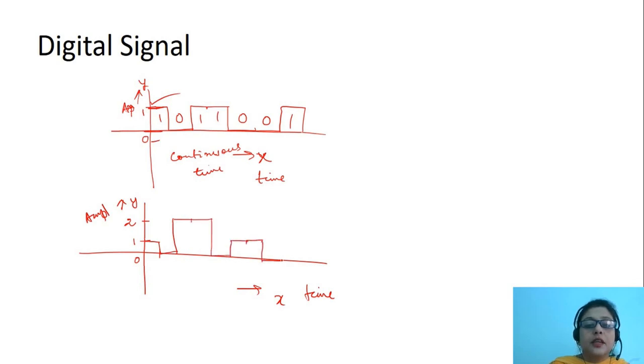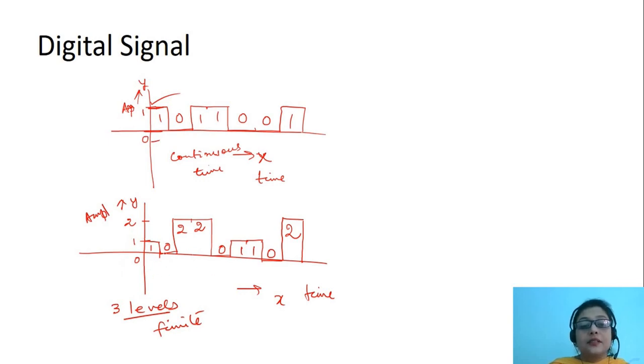So here we can see that this signal is having the values 1, 0, 2, 2, 0, 1, 1, 0, 2. So there are three levels, and three levels means the finite number of levels along the y-axis. So this is again a digital signal because along the y-axis, the number of levels is finite. Along the x-axis, we can see that the signal exists for each and every instant of time. So we can say that this is a continuous time signal. So digital but continuous time signal.